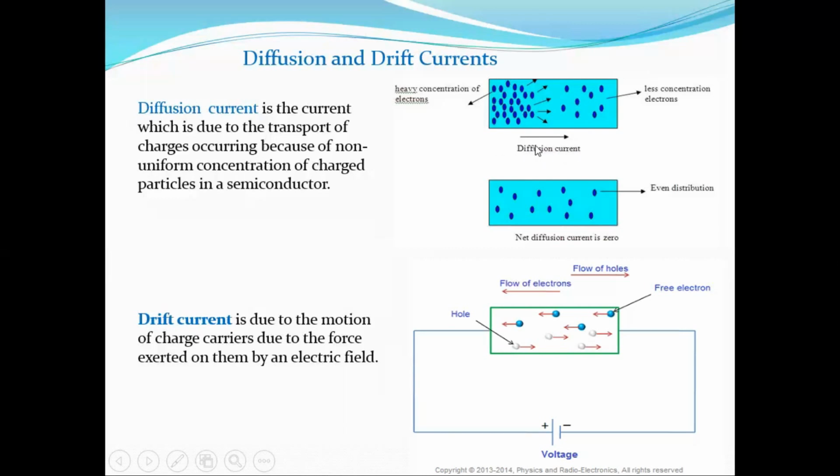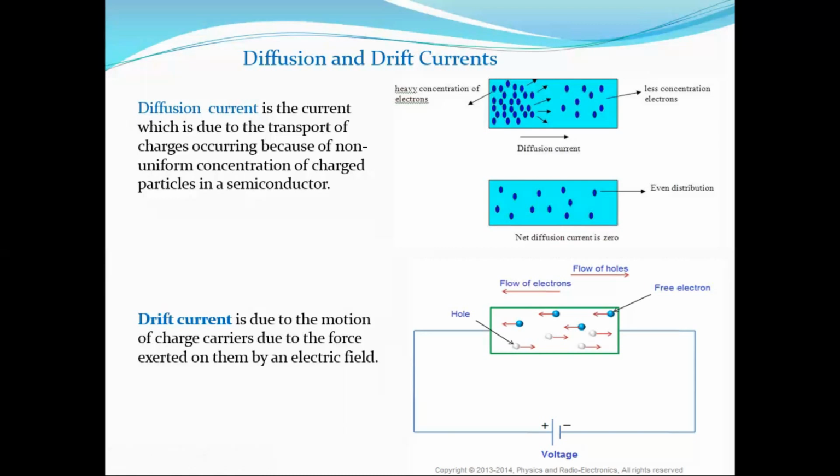This diffusion will continue until an even distribution of charges takes place. In this case we can see the net diffusion current is zero, which is because of the carrier concentration gradient. Next, drift current.